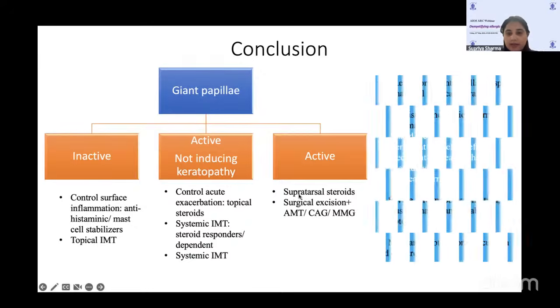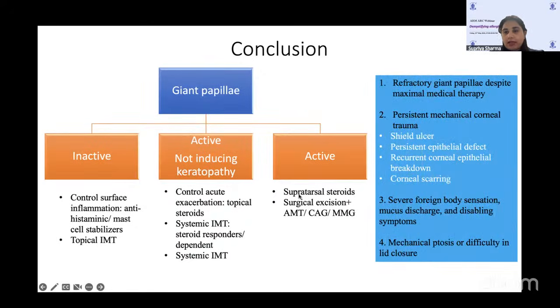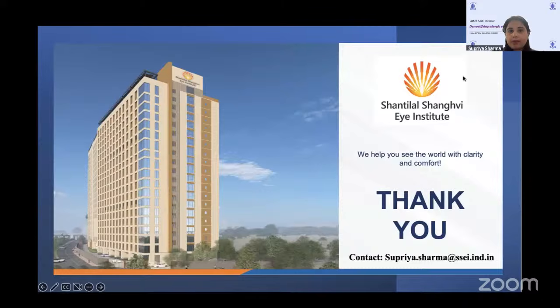But when they are active and they are refractive, causing some amount of corneal surface damage which starts affecting vision in the form of shield ulcer, epithelial defects, corneal breakdown, corneal scarring, or the patient is troubled because of severe discharge and foreign body sensation, there's mechanical ptosis, then we need to surgically excise these giant papillae and choose between conjunctival autograft and labial mucosal grafting. Thank you.